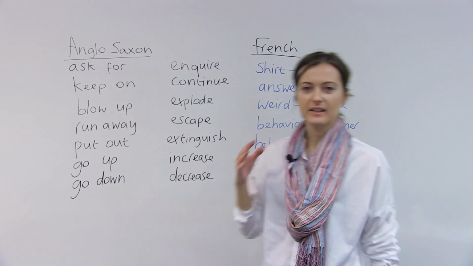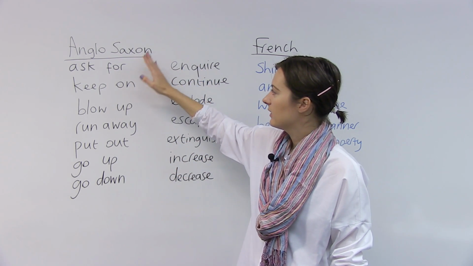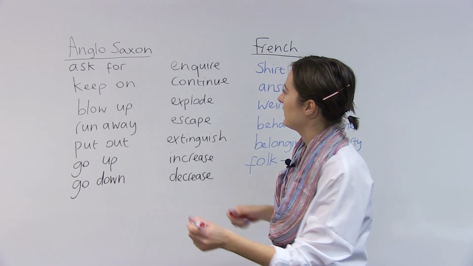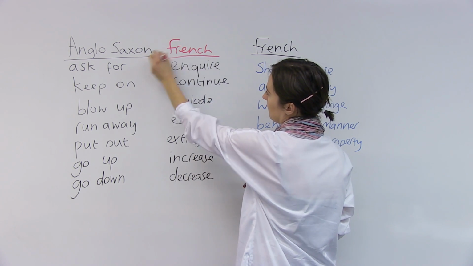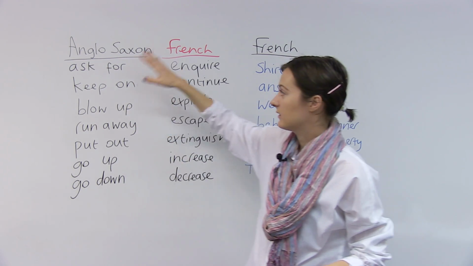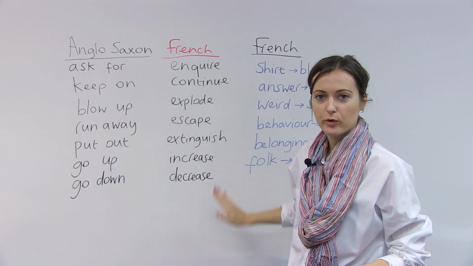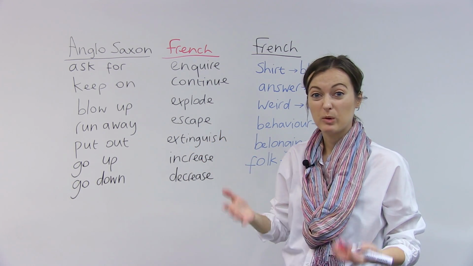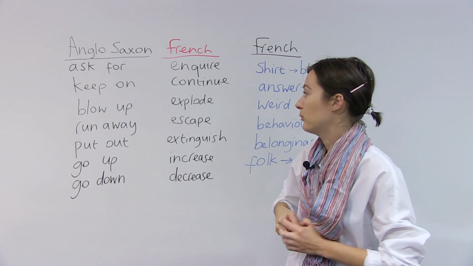words. Okay, let's compare some of those Anglo-Saxon words and the French words. Here are the Anglo-Saxon words. Here are the French words. I mentioned to you that phrasal verbs come from Anglo-Saxon origin. The ones that come from French, these are the more formal verbs. So if you use these in speech, people will know what you're talking about, but compared to a native speaker, your speech will have a more formal quality.